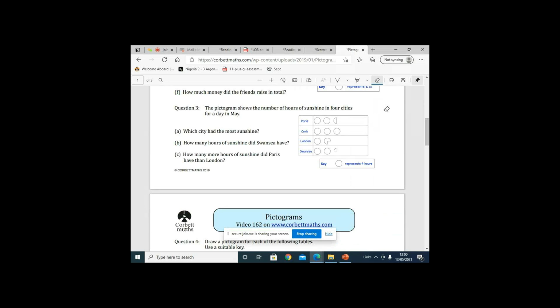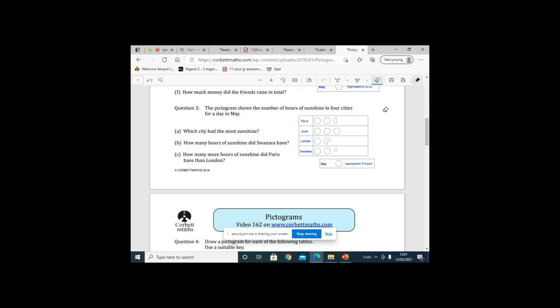140 pounds. Yeah. So let's try and do this one before we go. It shows the number of hours of sunshine for each city for day and night. Which city had the most sunshine? That will be Cork. How many hours of sunshine there? 9 hours. Yes, the most sunshine is going to be Cork.